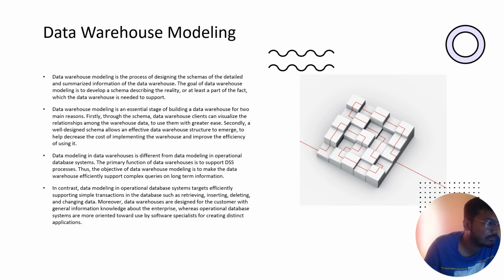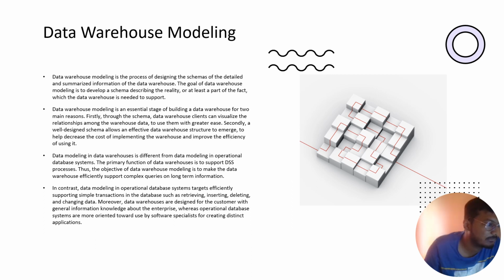Data modeling in data warehouse is different from data modeling in operational database systems. The primary function of data warehouse is to support the DSS process. Thus, the objective of data warehouse modeling is to make the data warehouse effectively support complex queries on long-term information.